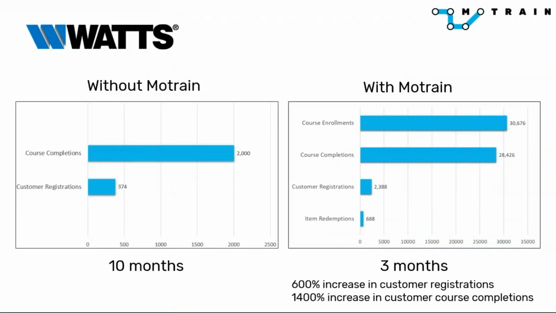And the last slide here is really to show you what happens after 3 months of using this program. They tried a customer training program for 10 months and got 374 customers to sign up, who collectively completed 2,000 courses. And since adopting Motrain, in just 3 months of time, they signed up almost 2,400 customers who completed over 28,000 courses.